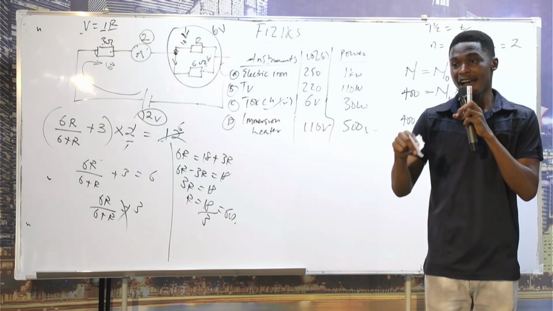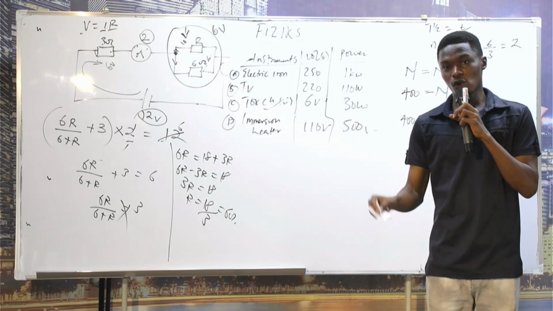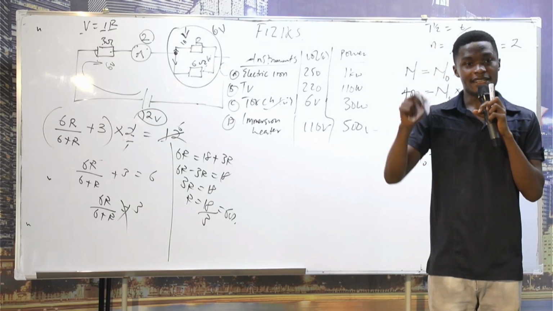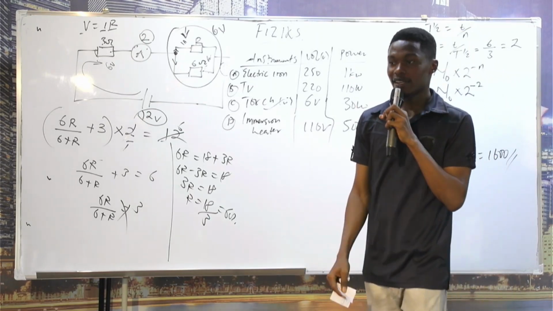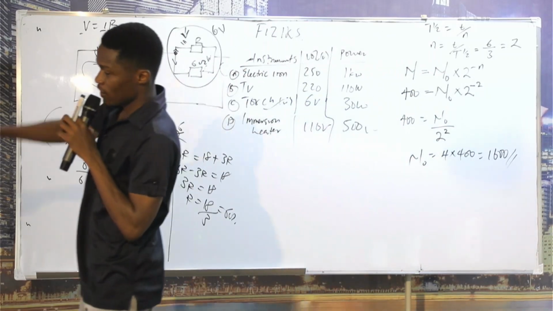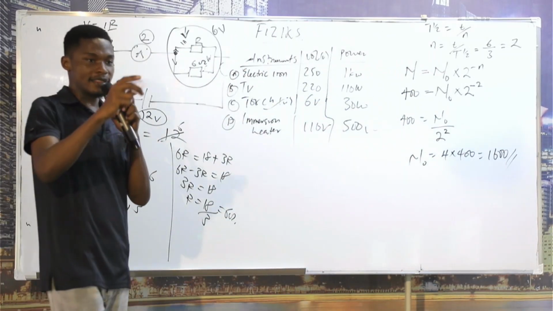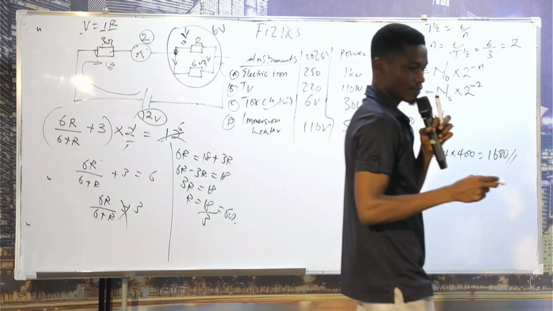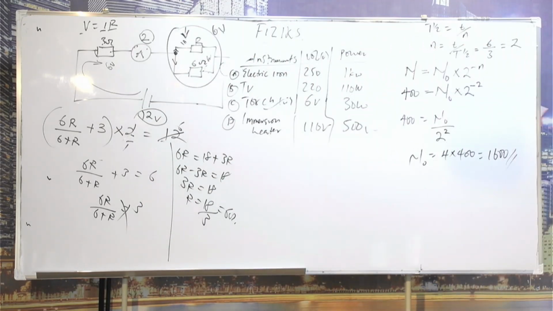Next one is what? 5. 5 times 40, 200. Next one is what? 7. 7 times 40, 280. If you do another one, it will now be more than 300, right? So you will now have 3 as your answer. 3 overtones.